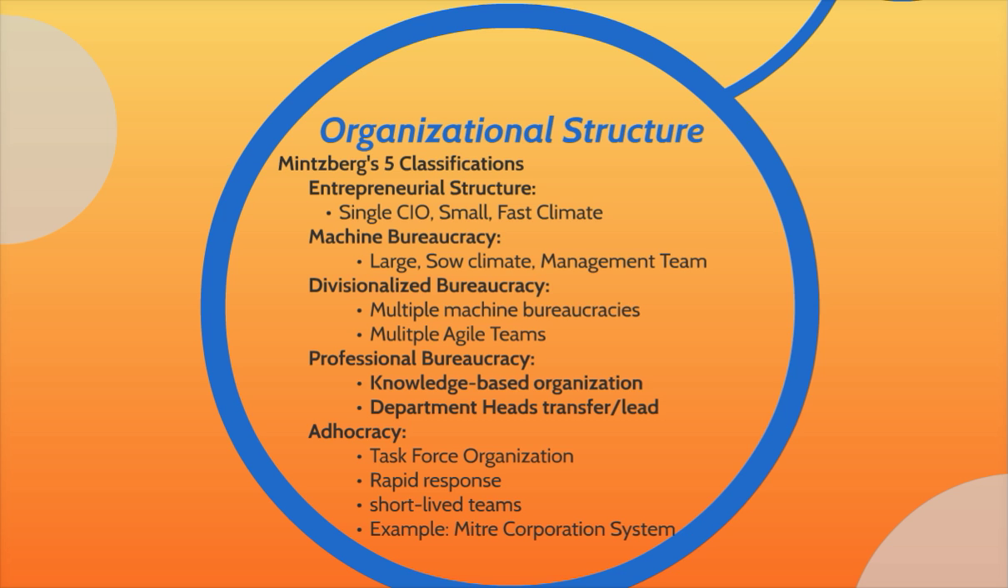Versus the machine bureaucracy, this is a very large climate. And they are the first start of a management team because they need to be able to manage people overall. This might be where your family breaks out and they really start making it in the market. The entrepreneur starts having to hire people to meet the demands for the product, and they move into this machine bureaucracy. Things start slowing down.